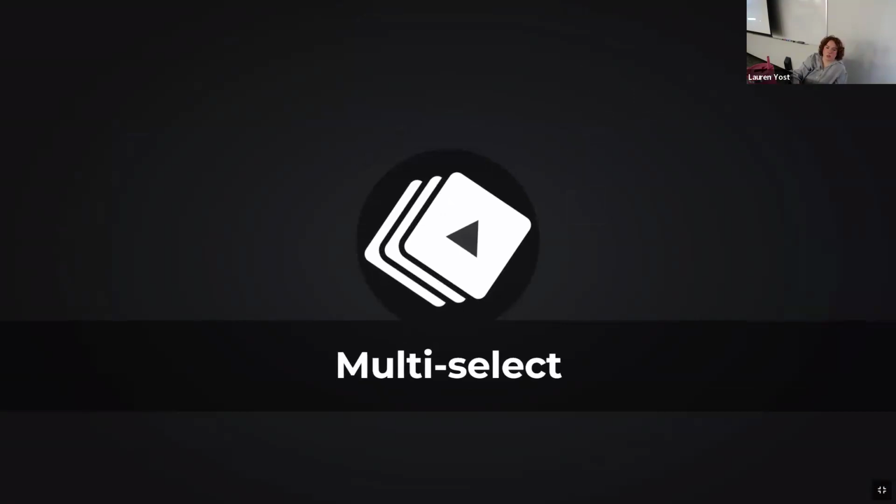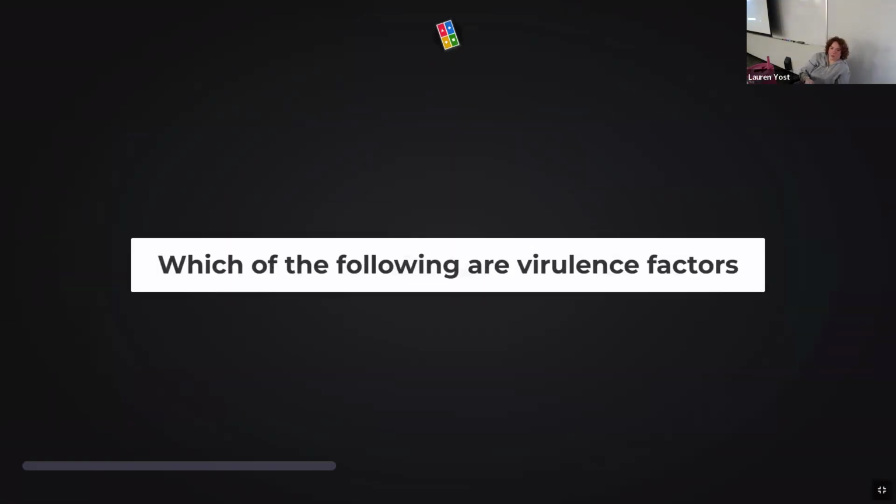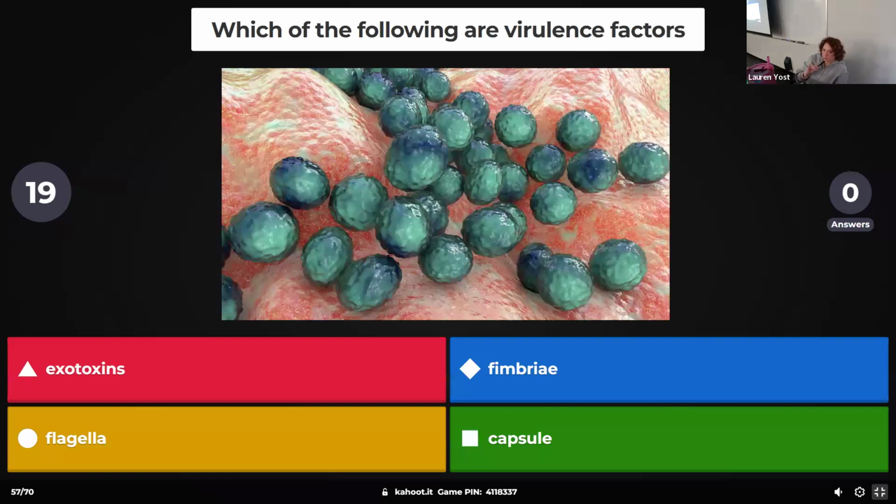All right. Select all that apply. Which of the following would be considered virulence factors? Maybe you're looking at some of these terms and you're not sure what they mean. I'll talk about them a little bit. See what we know first.